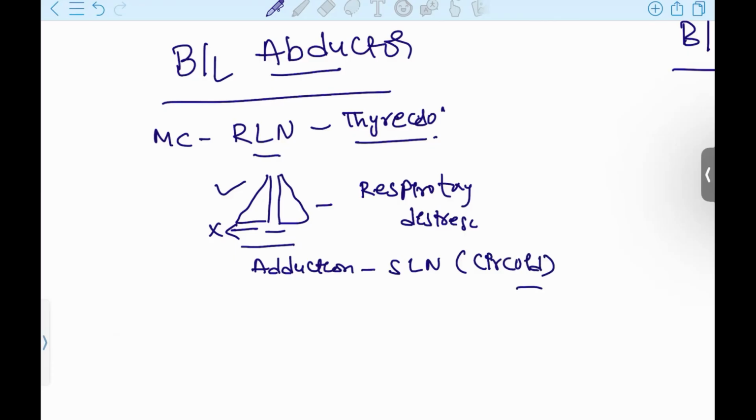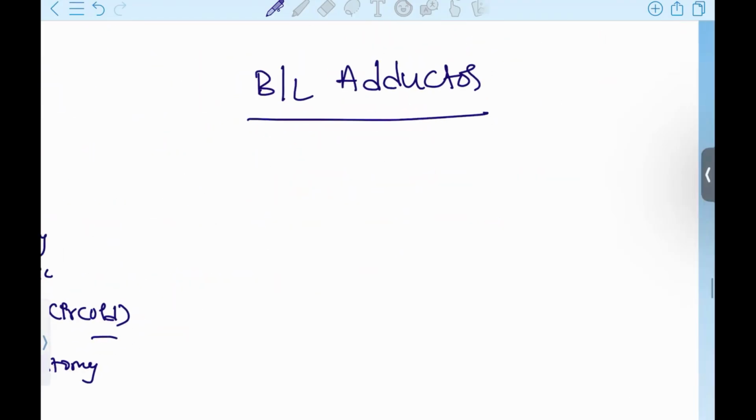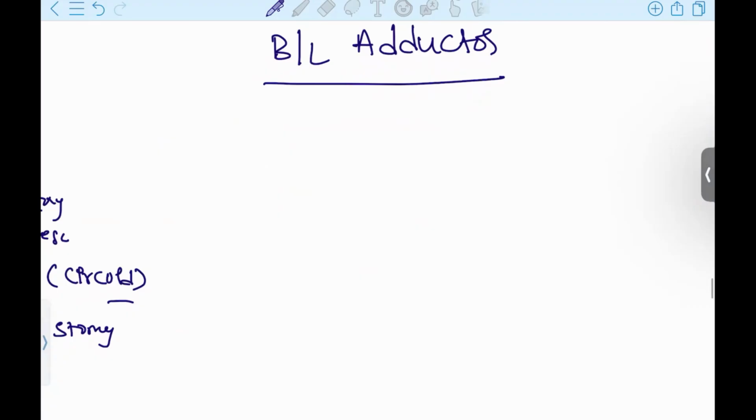So immediately the treatment should be given for this patient. Intubation or a tracheostomy should be done. All right, this is the first thing, that is the treatment for bilateral abductor palsy. Next, moving on to bilateral adductor palsy. What happened? The vocal cords cannot adduct. What is the other one? Abduction can happen, but here the adduction is not happening.